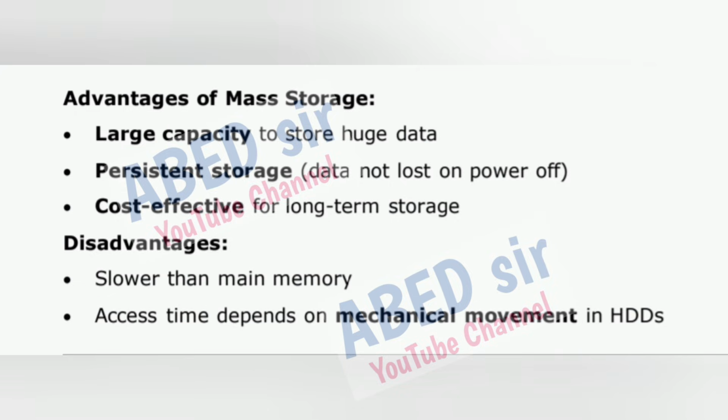Advantages of mass storage. Large capacity to store huge data. Persistent storage, data not lost on power off. Cost-effective for long-term storage. Disadvantages. Slower than main memory. Access time depends on mechanical movement in HDDs.